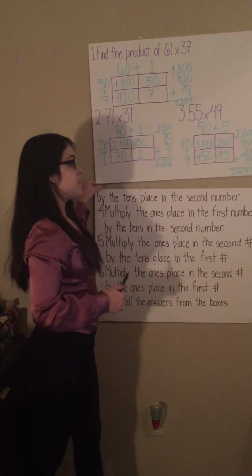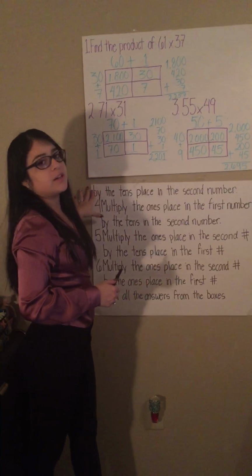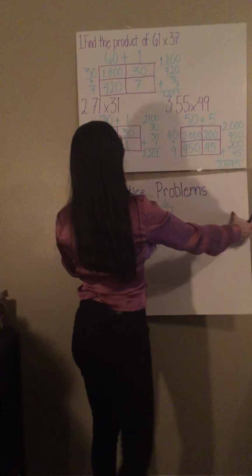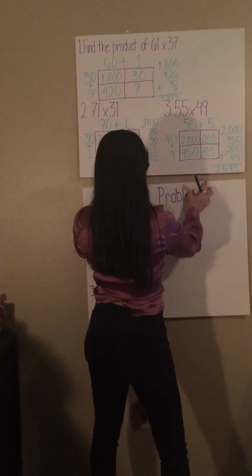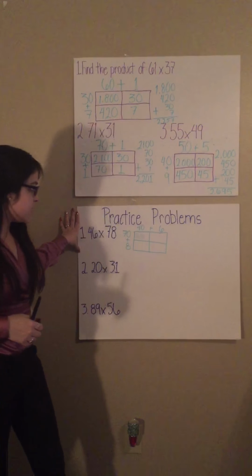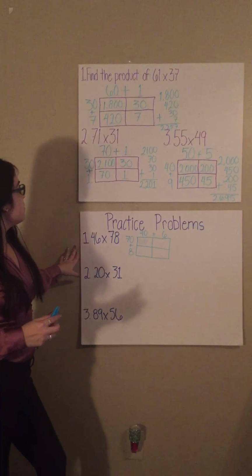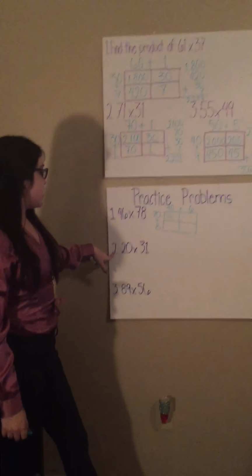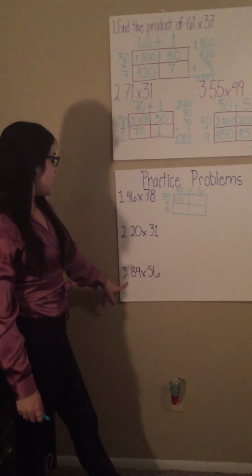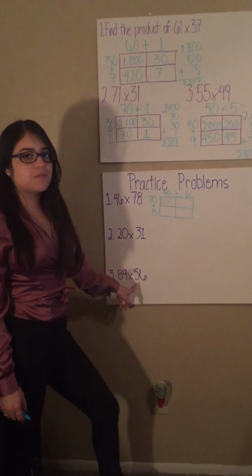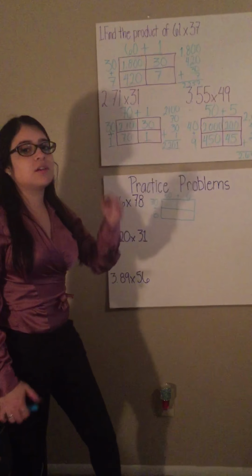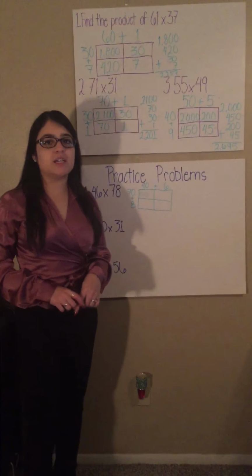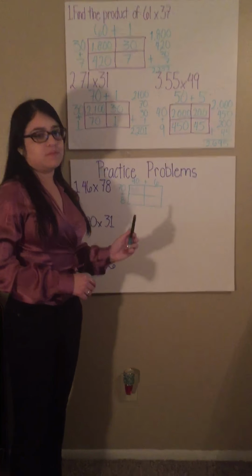Now I'm going to give you some problems to work on by yourself. Okay, here are your problems. We have our first problem, which is 46 times 78. And then we have 20 times 31. And our last problem is 89 times 56. I'm going to give you about 15 minutes to work on this by yourself, and then we're going to go ahead and work on it together.